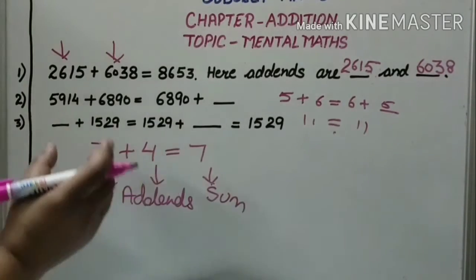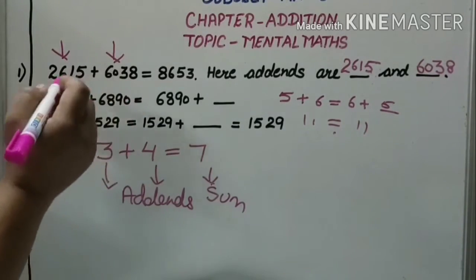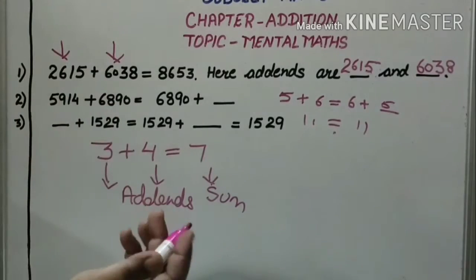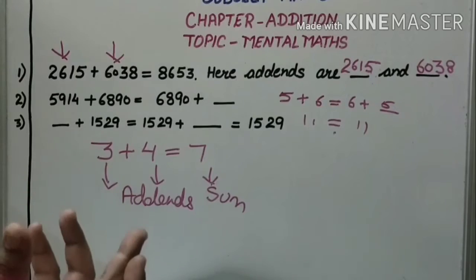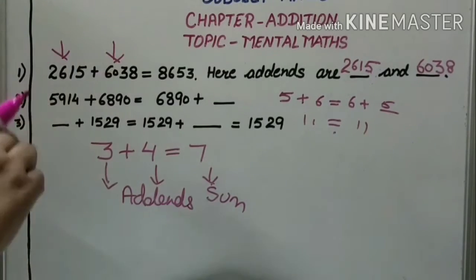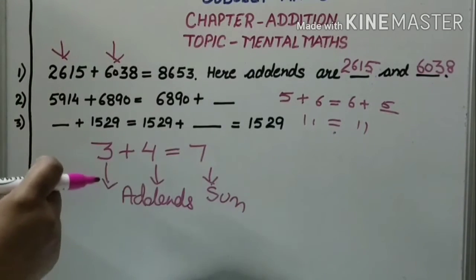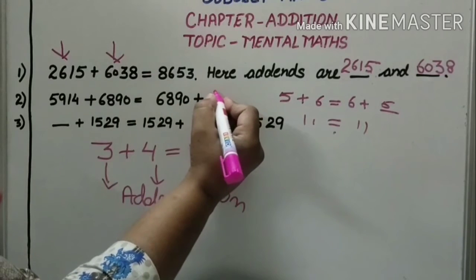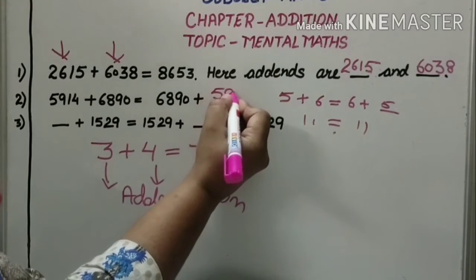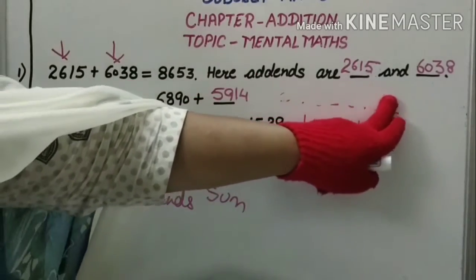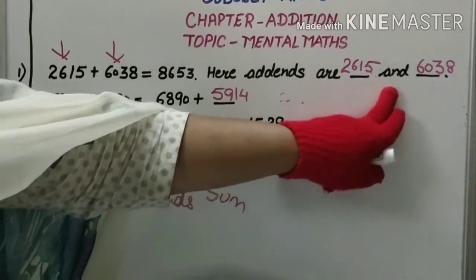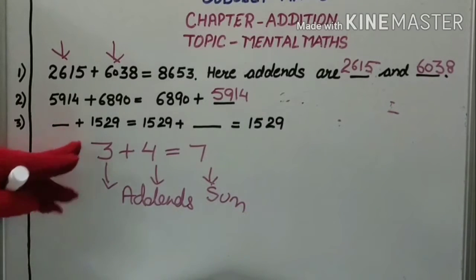So in this case, children, this is the same question. Here we have to write the missing number and the equations will be the same. This is also the property of addition, children. We can change the place of the addends. Okay, children. So here our answer will be 5940.